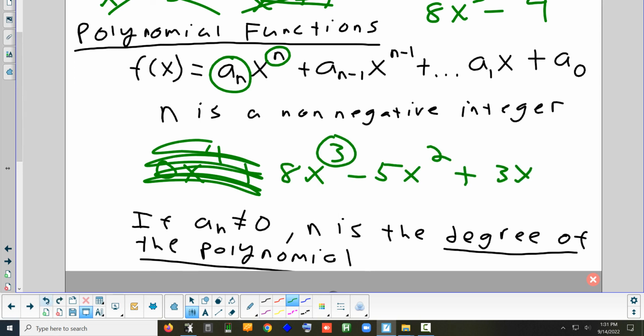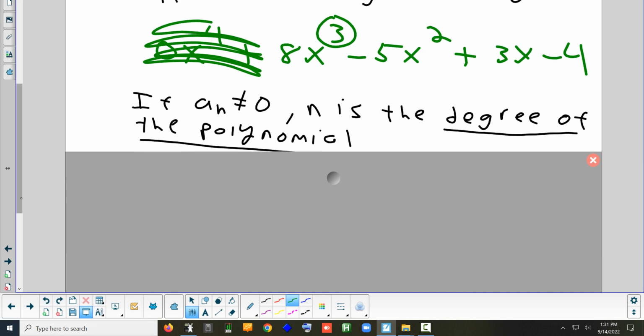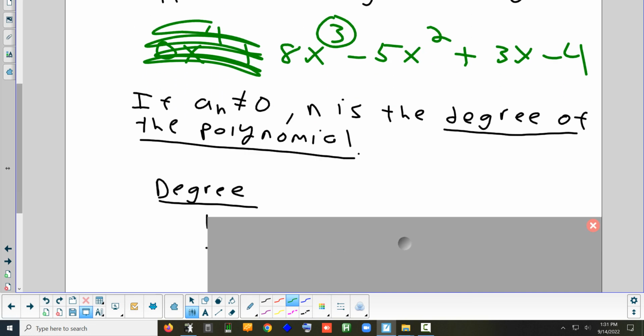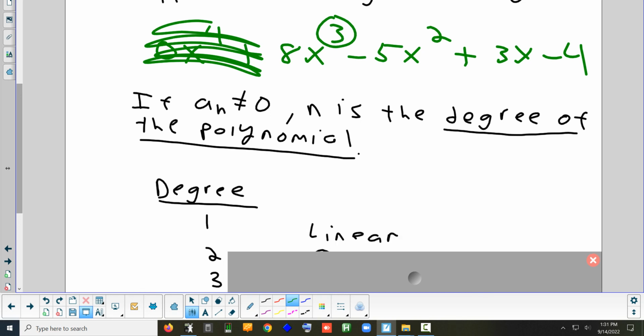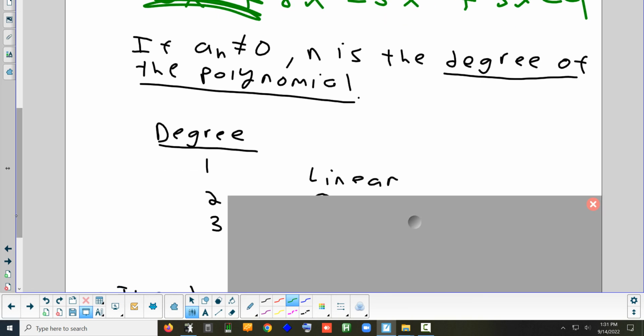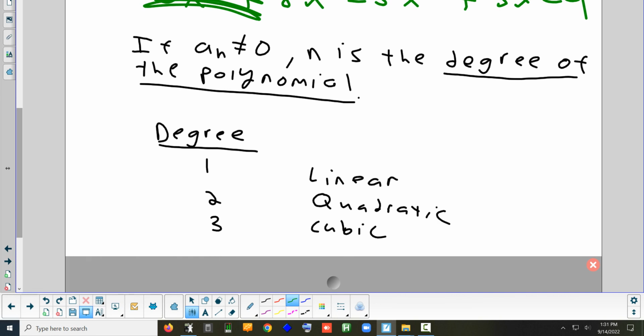So, anybody else know another name for a third degree? Yeah? Cubic. Yep. So degree 3 is cubic. How about degree 1? Yeah? Linear. Degree 2? Yeah? Quadratic. Degree 3 is cubic. How about degree 4?